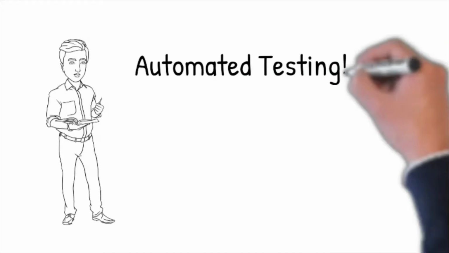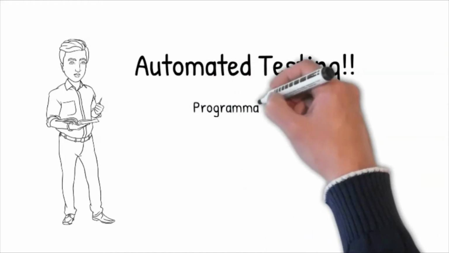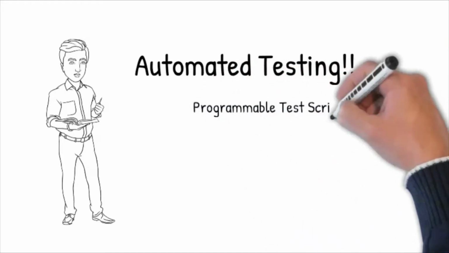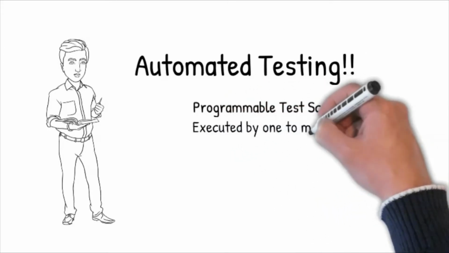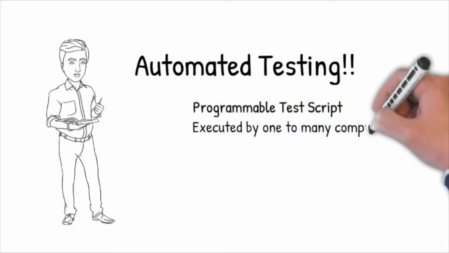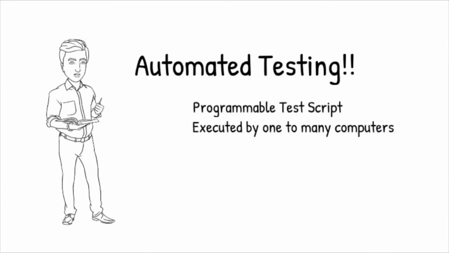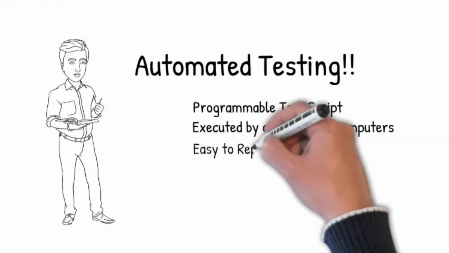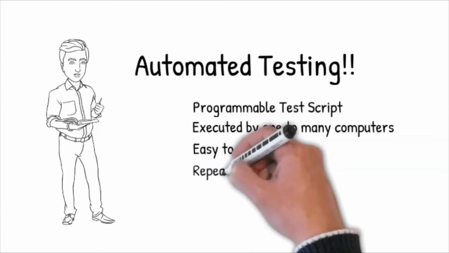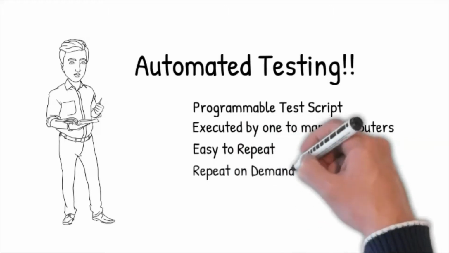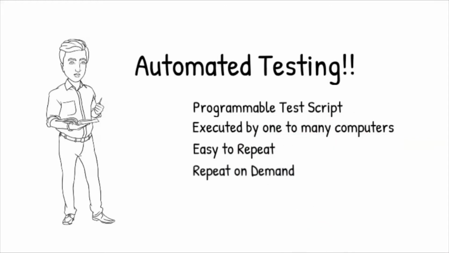Automated tests are where you develop a programmable test script that is then executed by a computer or many computers to check to see if the web application is performing the actions correctly and returning the correct result. Automated tests are easy to repeat, and you want to repeat them on demand pretty much every time you change the code in your web application.